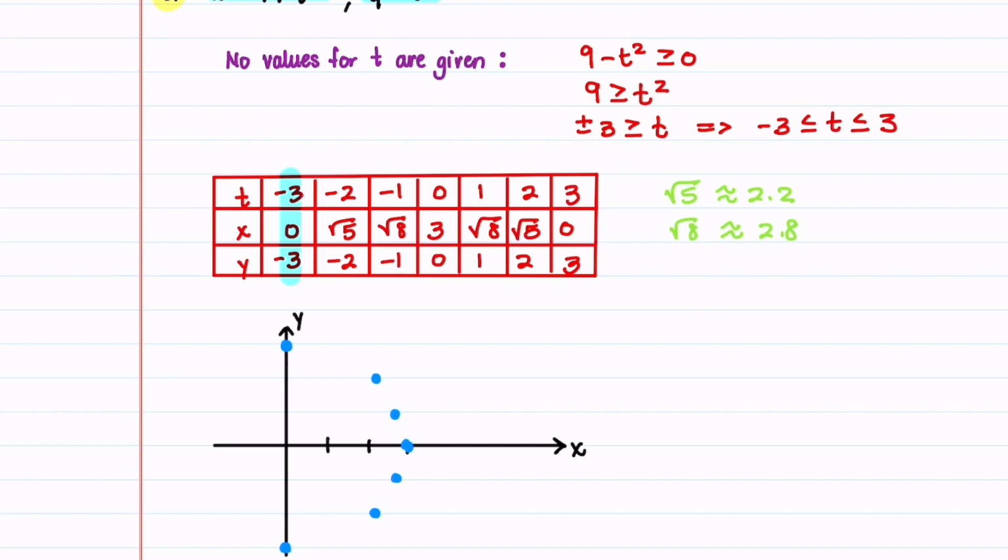We'll now connect these points and indicate the direction of our curve. So we now know how to handle an example when we're not given a value for t.